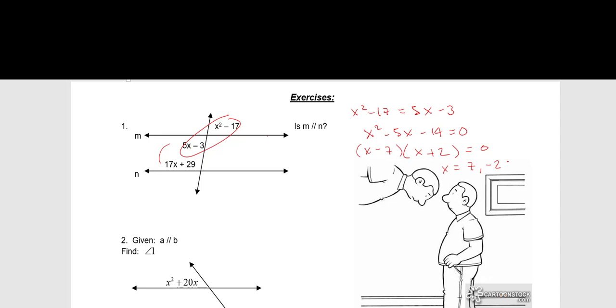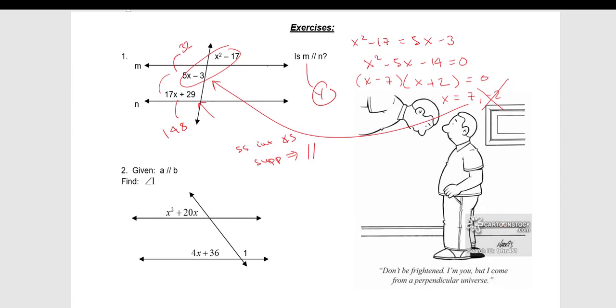In particular, I'm going to see that if I plug in a negative 2 here, I'm not going to get positive angle measures. So that's not good. But if I plug in 7 here and here, I'm going to get that this is 32 degrees, and this is 148 degrees. So that means that they're supplementary to each other, and if the same side interior angles are supplementary, then I know I have parallel lines. So the answer is yes, those are parallel.